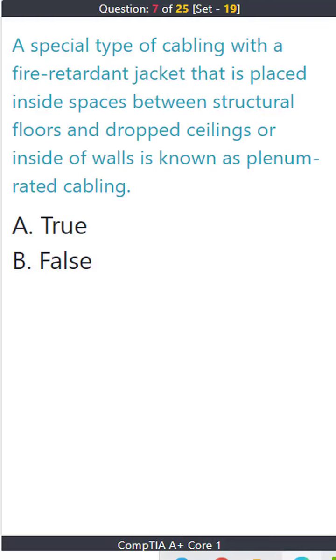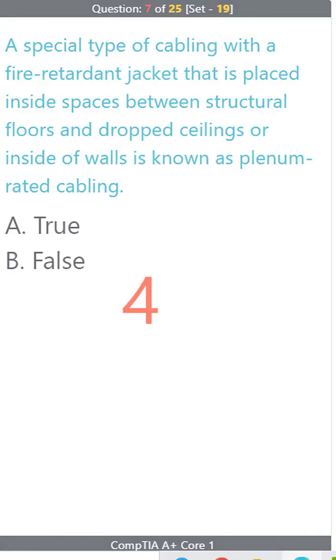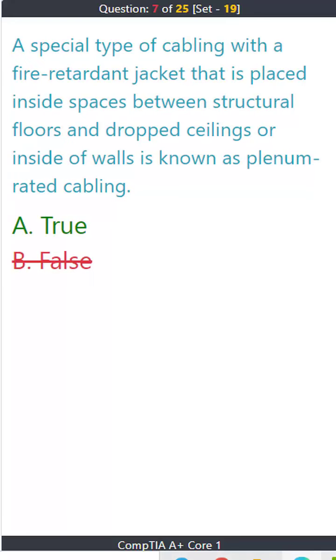Question 7. A special type of cabling with a fire-retardant jacket that is placed inside spaces between structural floors and drop ceilings or inside of walls is known as plenum-rated cabling. A. True. B. False. The correct answer is A. True.